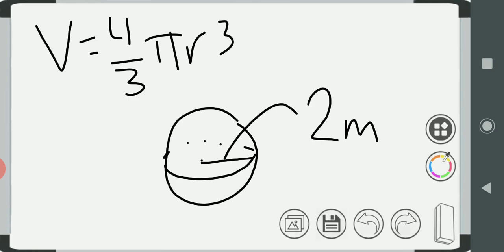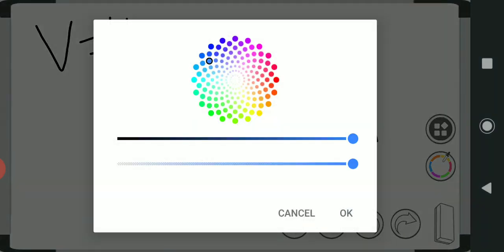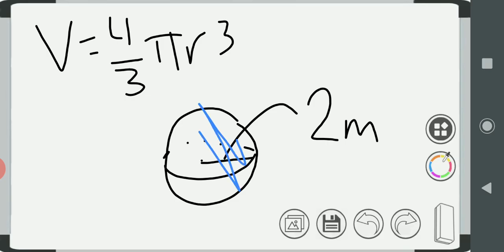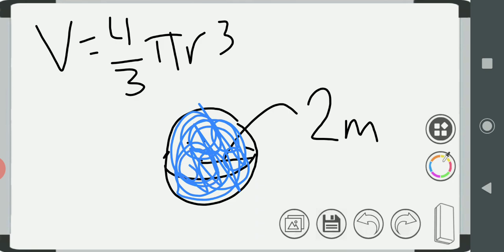How do I find the volume? And remember, what is volume again? Volume is everything you could fit inside this. So if you filled this up with water, how much water would it be? Okay, this is filling it up. That's what volume is, okay? Filling it up. So let's switch back to black.